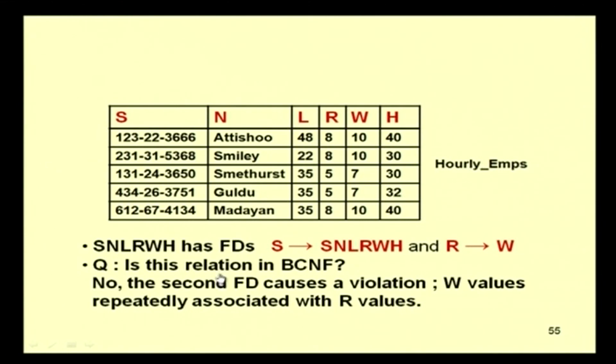Now, if you look at this, is this R goes to W? So, is the relation BCNF? No, the second FD causes a violation, W value is repeatedly associated with the R values.